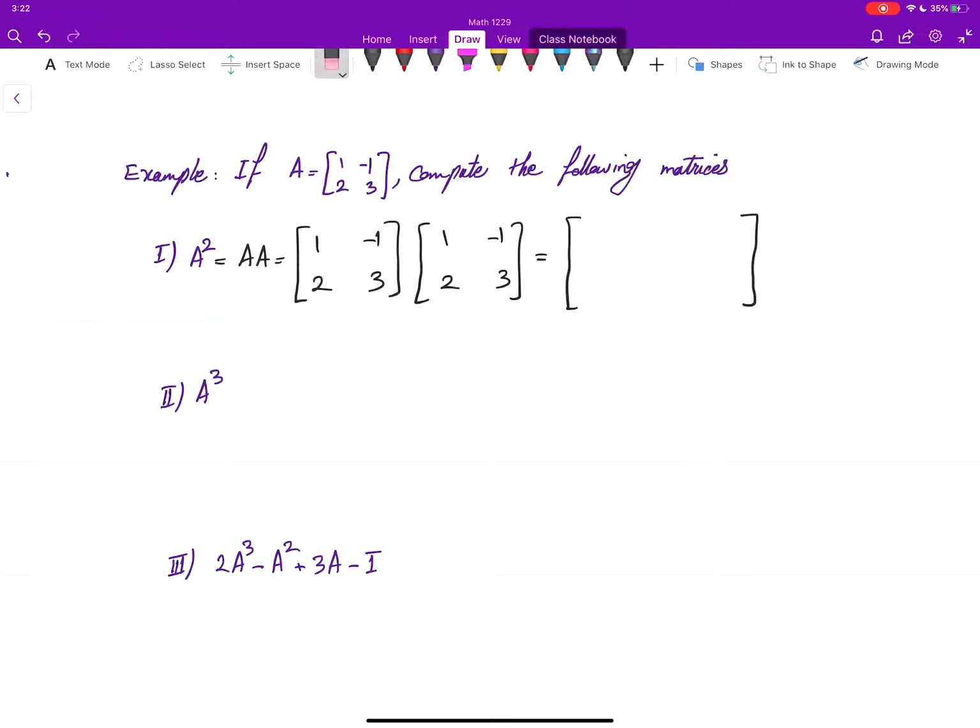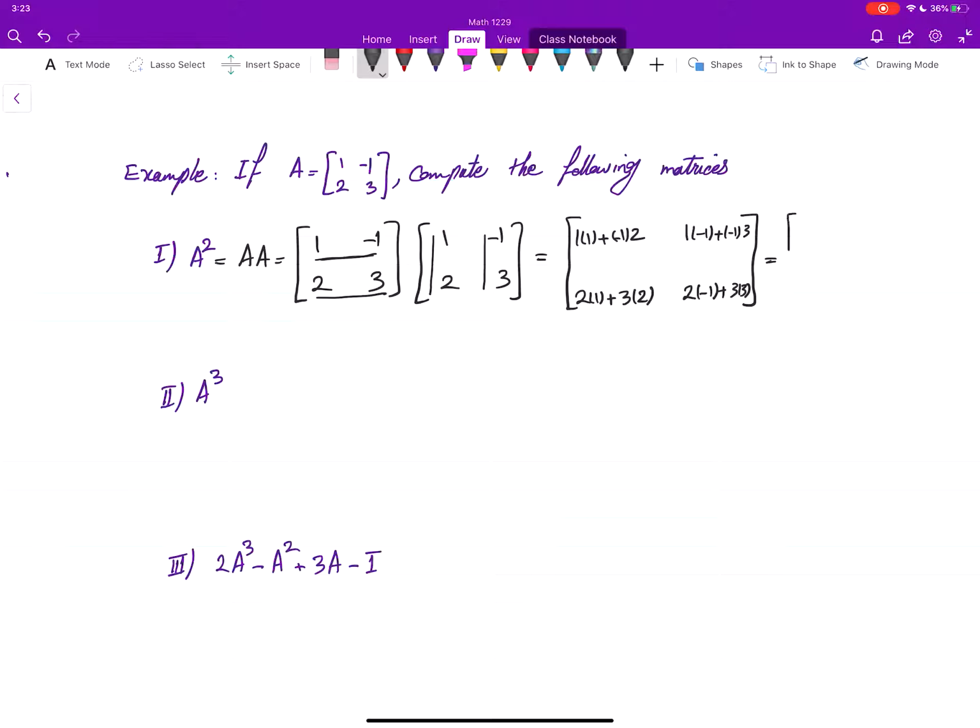So first row, first column. So 1 times 1 plus negative 1 times 2. First row, second column. So 1 times negative 1 plus negative 1 times 3. Second row times first column: 2 times 1 plus 3 times 2. And then the last entry is 2 times negative 1 plus 3 times 3.